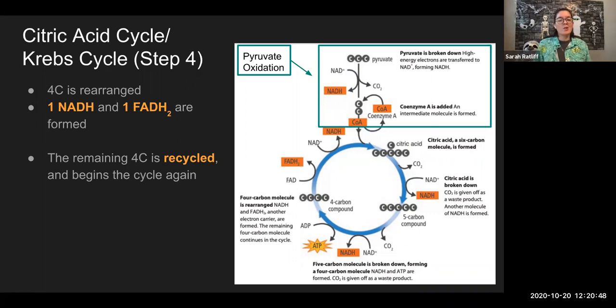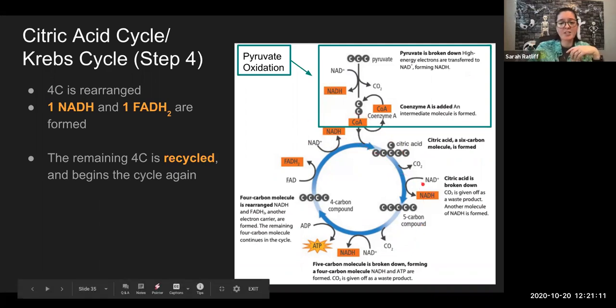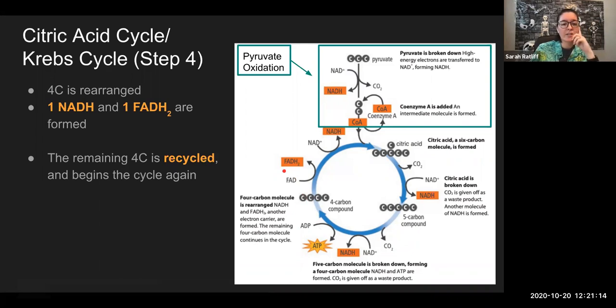This last step, again, very reminiscent of our Calvin cycle. We're going to rearrange. We're not going to add or lose anything. We're just going to rearrange this 4-carbon compound. In that process, we're creating yet another NADH and another type of electron carrier called FADH2. So everything in an orange box here on the bottom part, the NADHs and the FADH2, those are our electron carriers. So when we tack on that hydrogen, if you remember, it's trapping in some electrons, and those electron carriers are going to take it over to the next step in our aerobic respiration.